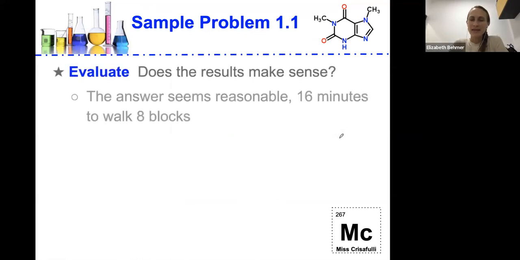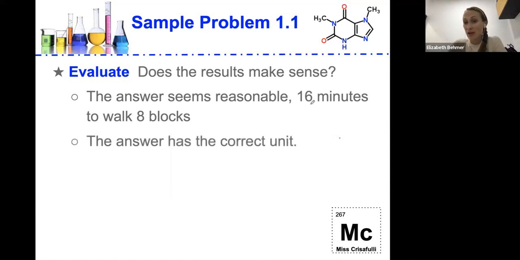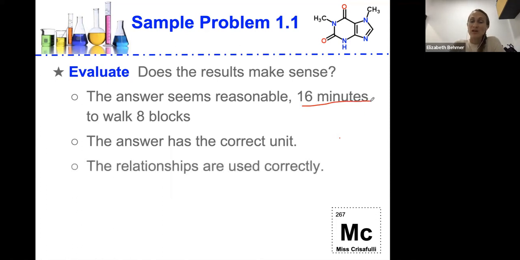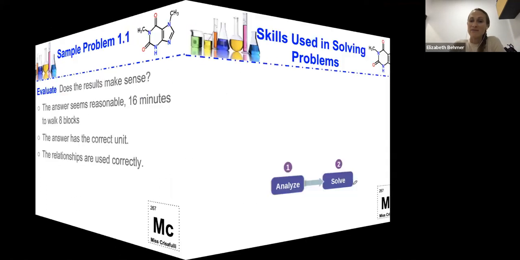Does the result make sense? The answer seems reasonable, 16 minutes to walk 8 blocks. The answer has the correct unit because we wanted it to answer in minutes, and the relationships are used correctly. So that's how we evaluate.